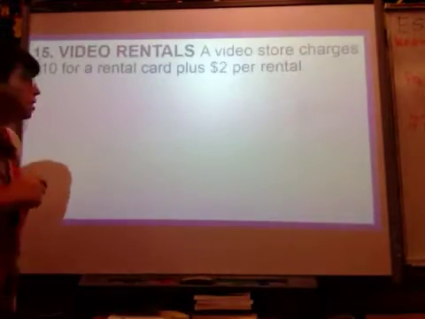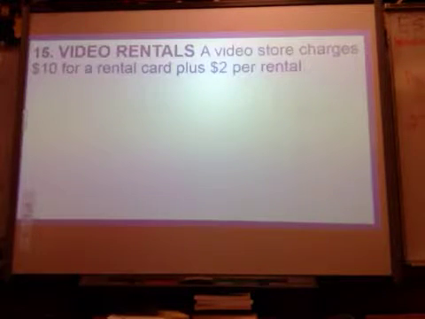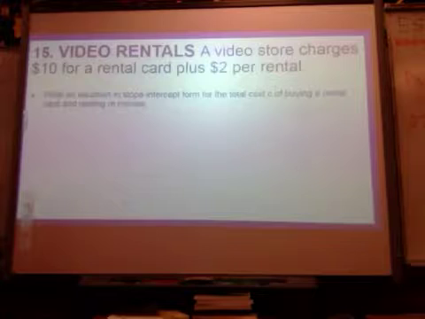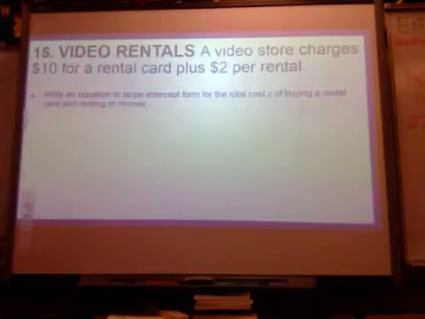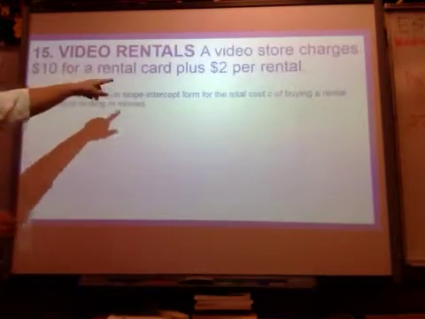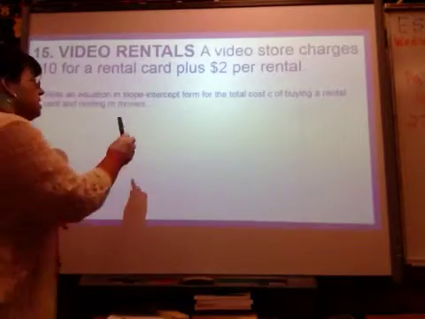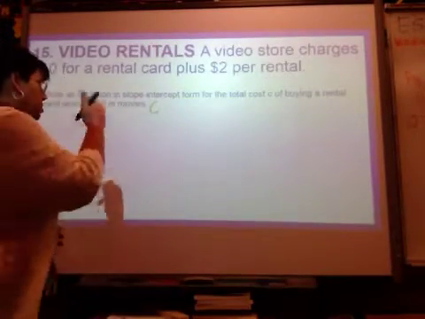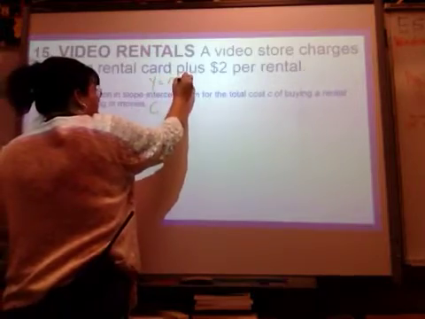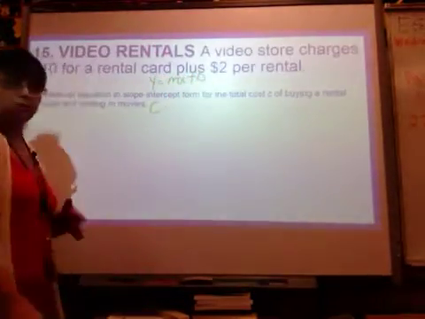Now, let's go to the word problem, and we're going to walk this in together, and we're going to work it out. Okay, it says $15 rental. It says the video store charges $10 for the rental card plus $2 per rental. It says write an equation with the slope-intercept form for the total cost of C buying a rental and M movies. Okay, so this is the way I would write this, because we know C is Y. So we're going to use the Y equals the MX. So what I'm going to do is I'm going to say C for Y. Alright, because I'm going to use the Y equals MX plus B form, is what it's telling me to use.